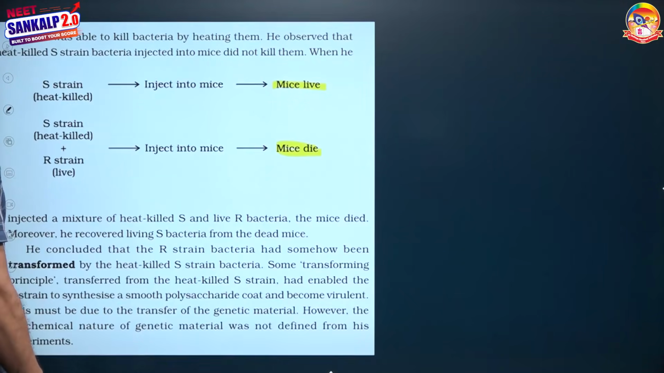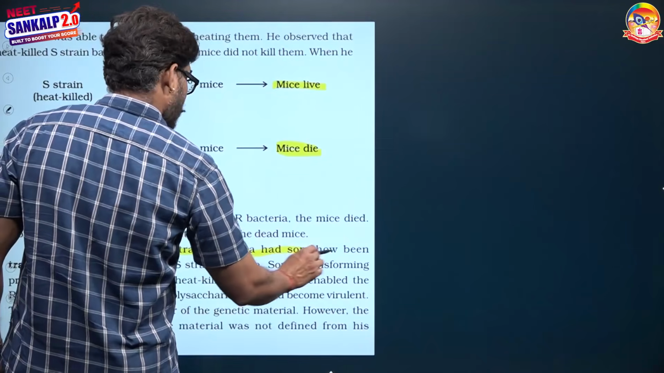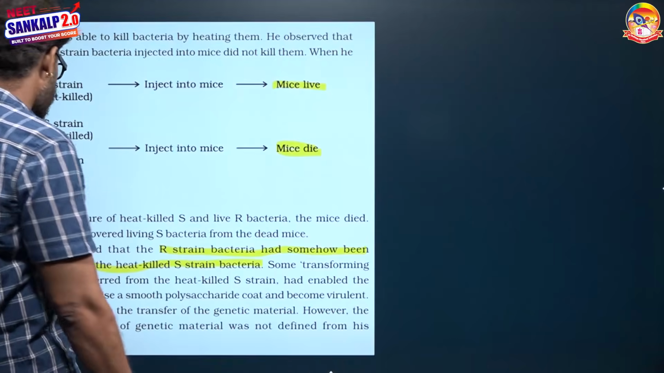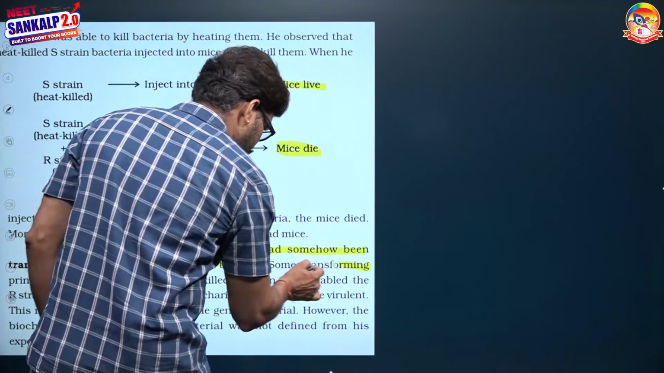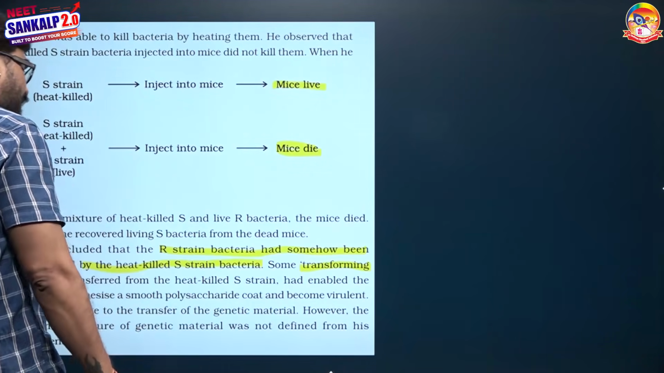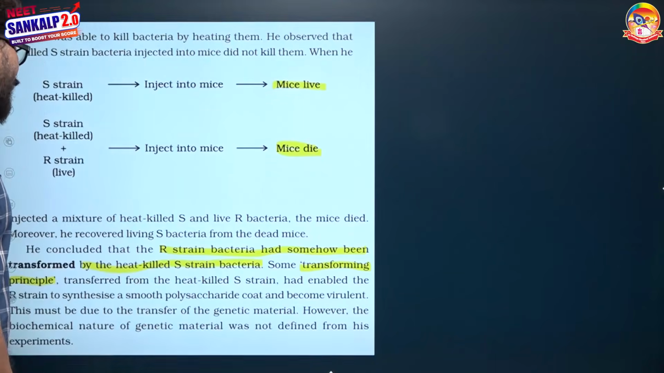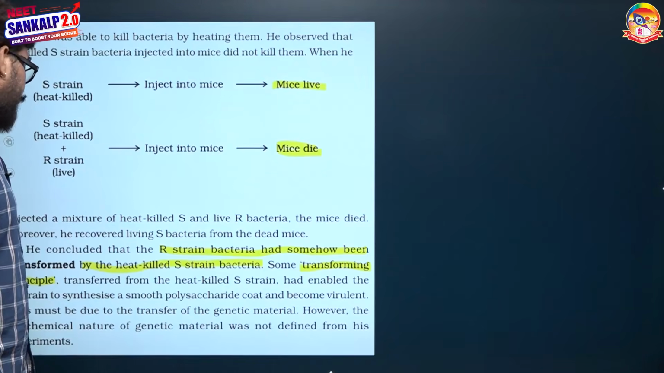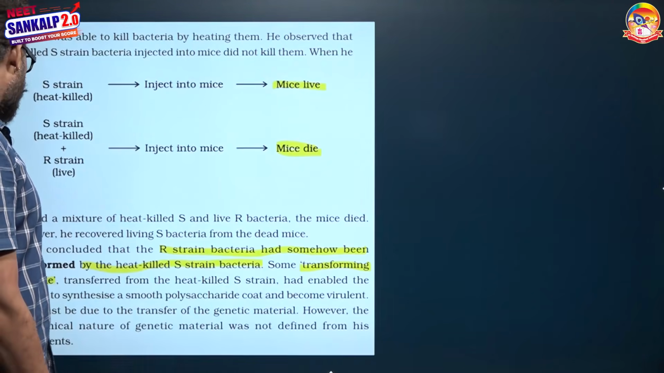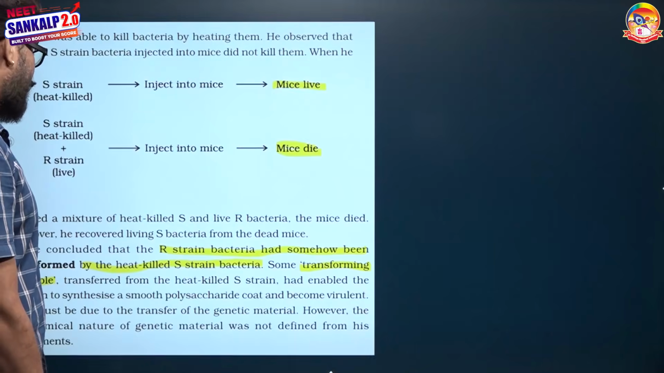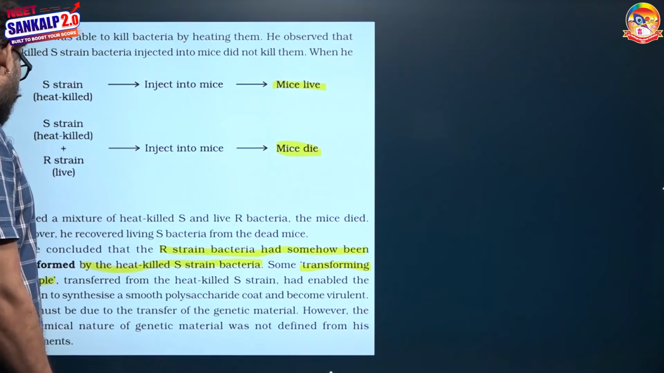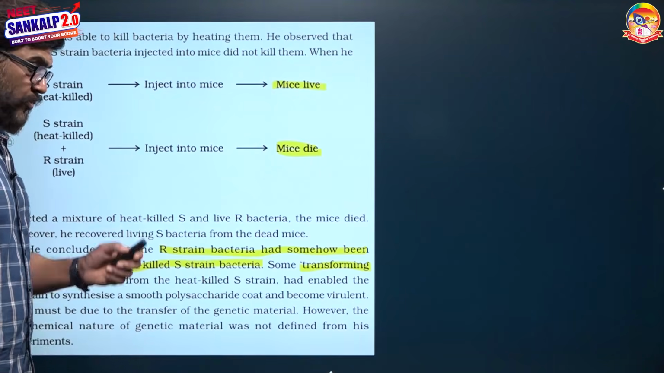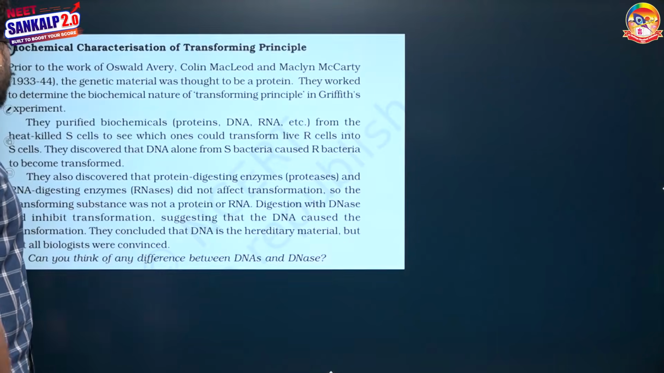He concluded that the R strain bacteria had somehow been transformed by the heat-killed S strain bacteria. Some transforming principle, the word that he used, was transferred from the heat-killed S bacteria to the R strain and converted it into smooth bacteria. This heat-killed S had enabled the R strain to synthesize a smooth polysaccharide coat and become virulent. This must be due to the transfer of genetic material. However, the biochemical nature of this genetic material he couldn't find out.